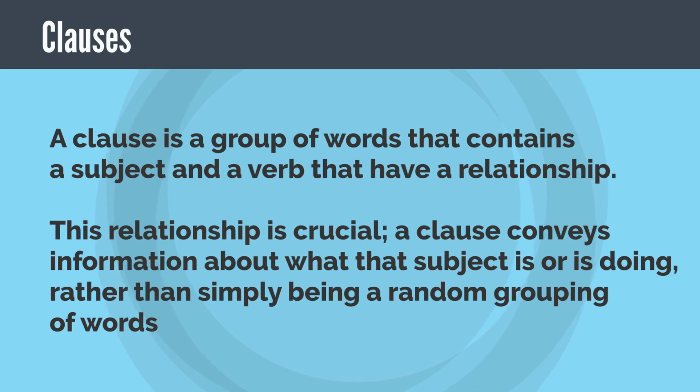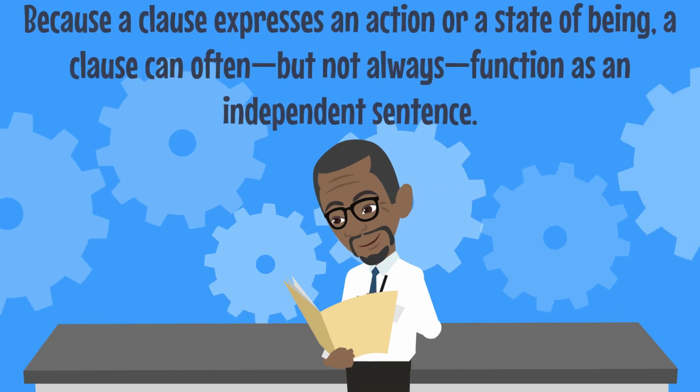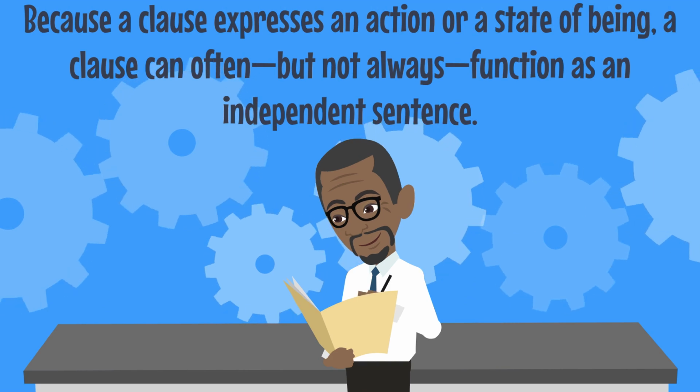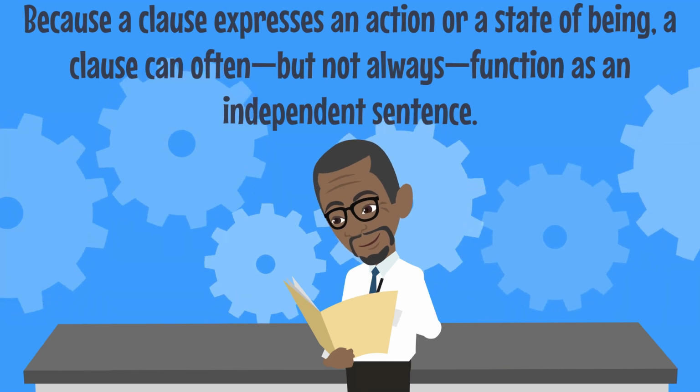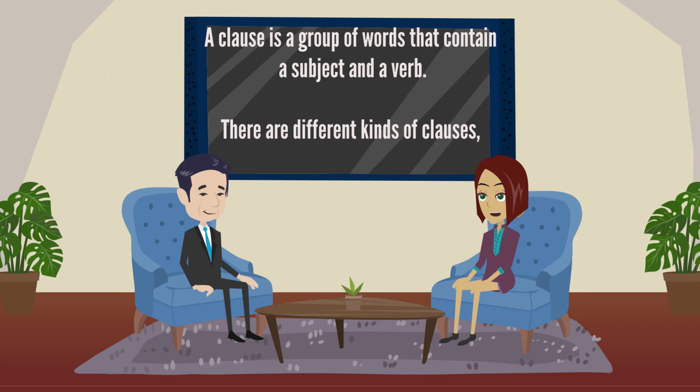A clause is a group of words that contains a subject and a verb that have a relationship. This relationship is crucial. A clause conveys information about what that subject is or is doing, rather than simply being a random grouping of words. Because a clause expresses an action or a state of being, a clause can often, but not always, function as an independent sentence. In simpler terms, a clause is a group of words that contain a subject and a verb. There are different kinds of clauses.